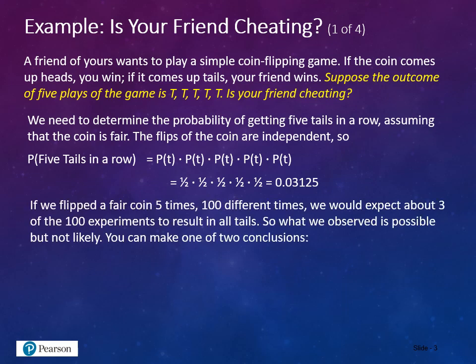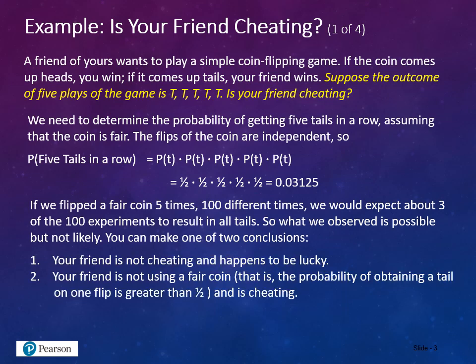It's a pretty low percentage, 3% of the time. So if we flipped a coin 5 times for 100 different experiments, we would expect about 3 of the 100 experiments to result in all tails. So what we observed is possible, but not likely. So you can make one of 2 conclusions. Your friend is not cheating and happens to be lucky, or your friend is not using a fair coin. That is, the probability of obtaining a tail on one flip is greater than 1/2 and is therefore cheating.